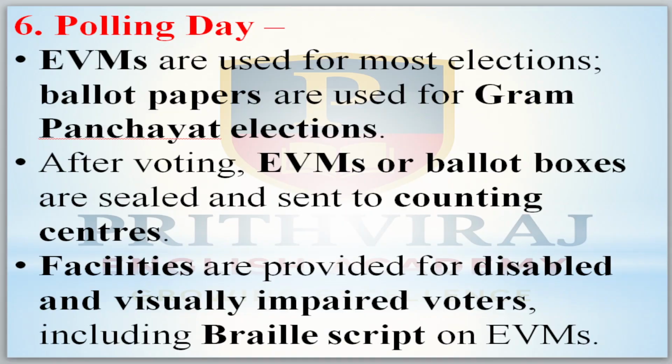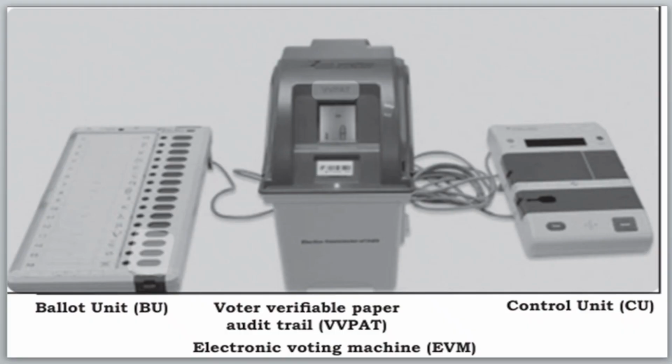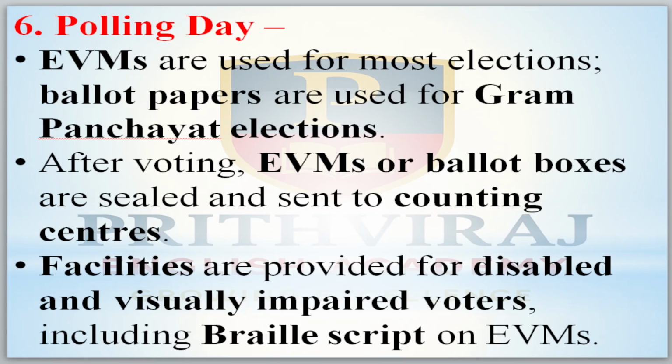Now, come to the next. Once the election is done, the EVM boxes are sealed and sent to the counting centers. Facilities are also provided for disabled and visually impaired voters, those who are physically handicapped, including braille script, which makes it easy for those with visual challenges to vote for their candidate.